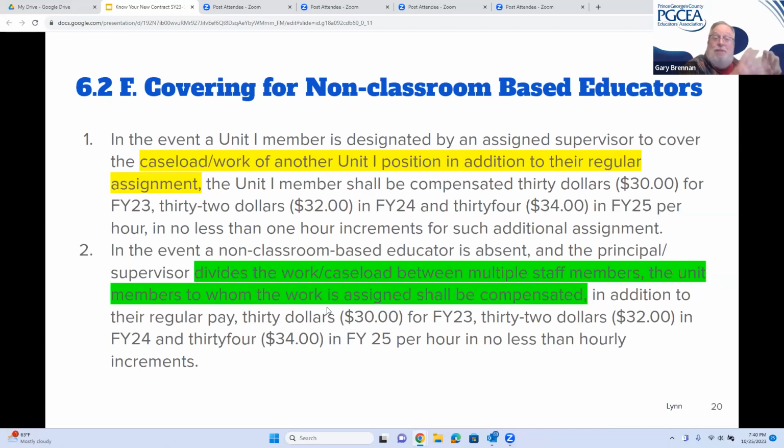If there's a funded position and they can't hire for it, and it's still a funded position that you're trying to find someone for, you have to pay them. And we went all the way to arbitration on that, and we won. So if you're covering for a vacancy, whether it's subbing or caseload work, you should get the pay for any of the time that you're doing that work. Yep.